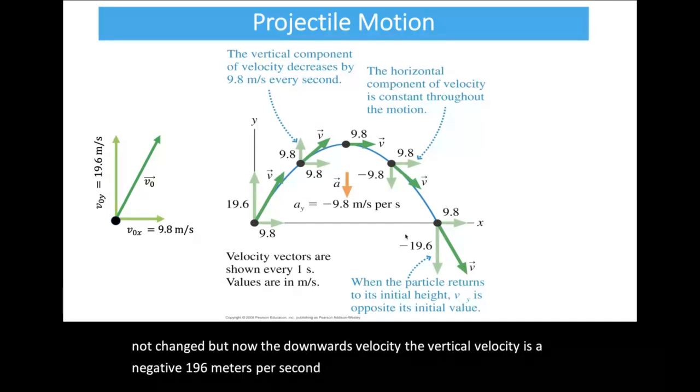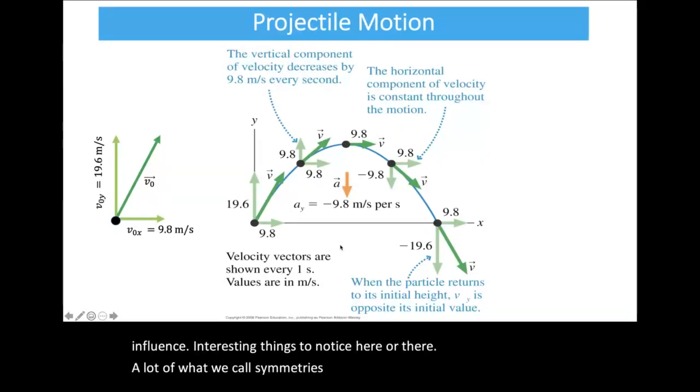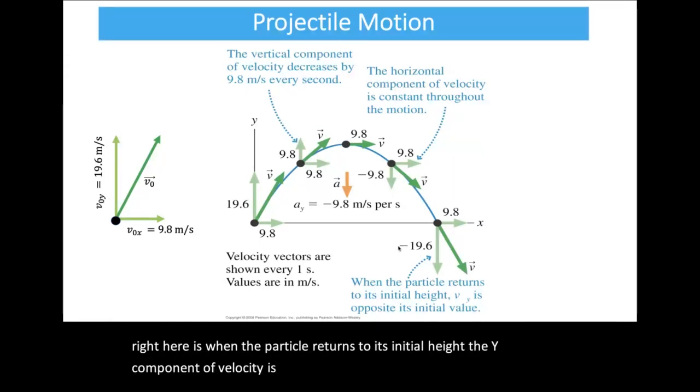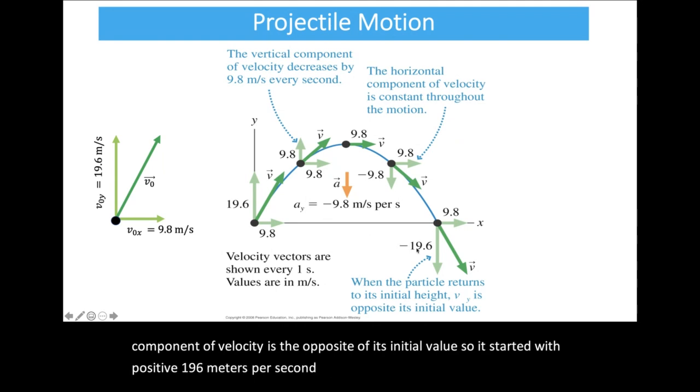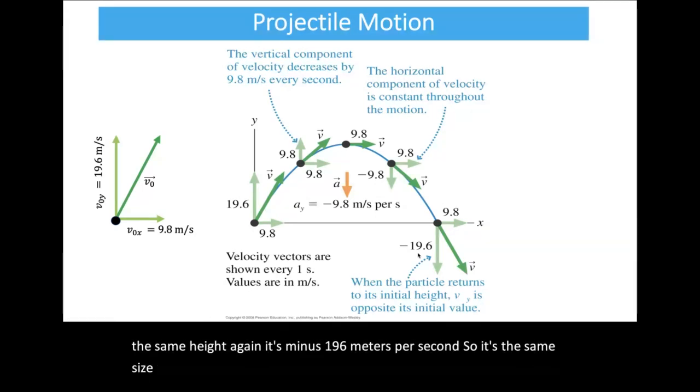That's the y component. One interesting thing to notice here is that there are a lot of what we call symmetries to the motion. One symmetry, it says right here, is when the particle returns to its initial height, the y component of velocity is the opposite of its initial value. So it started with positive 19.6 meters per second up, and by the end, when you get back to the same height again, it's minus 19.6 meters per second.